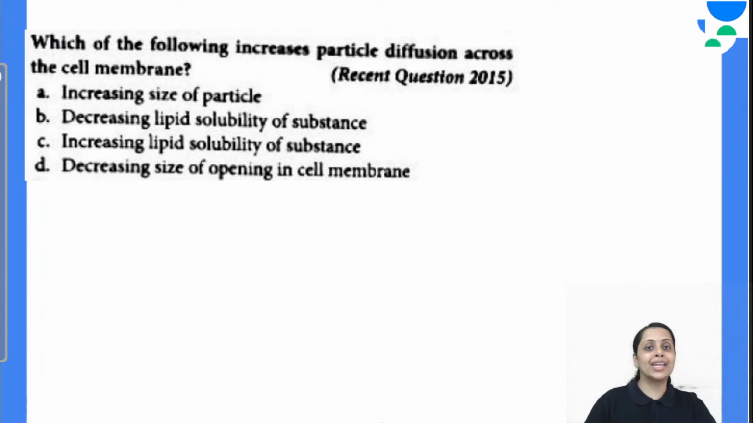Coming to this one. Which of the following increases particle diffusion across the cell membrane? Option A, increasing the size of the particle; B, decreasing lipid solubility of the substance; C, increasing lipid solubility of the substance; option E, decreasing the size of opening in the cell membrane. Everybody answer this question.